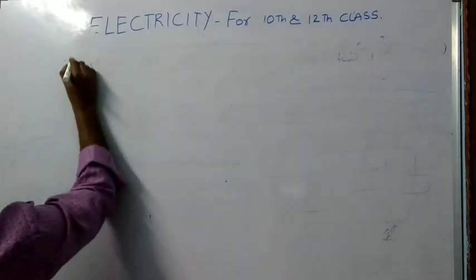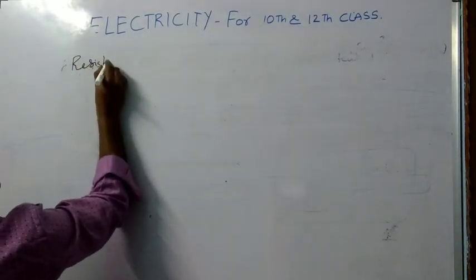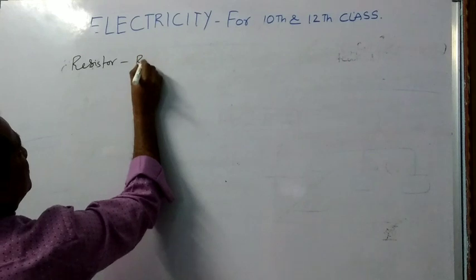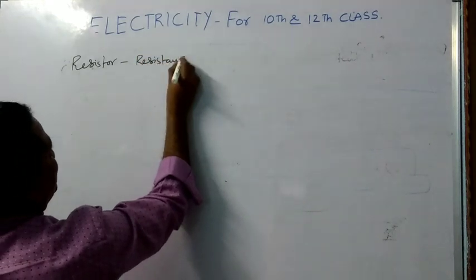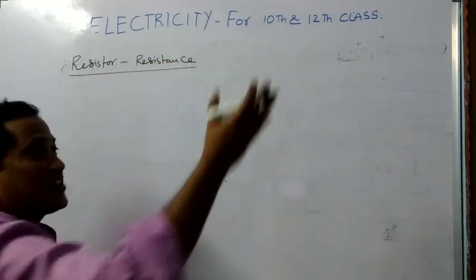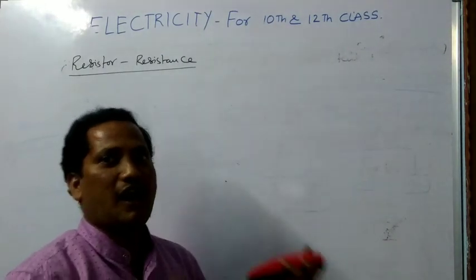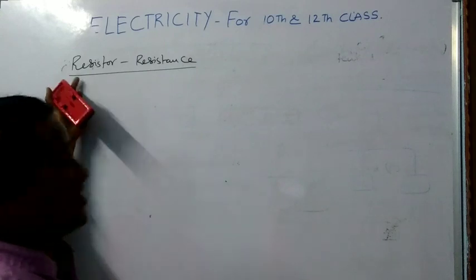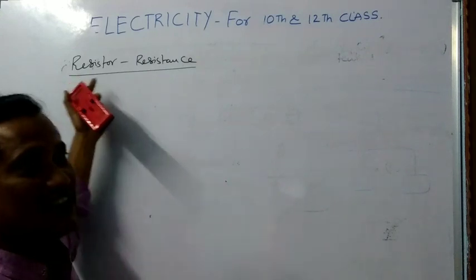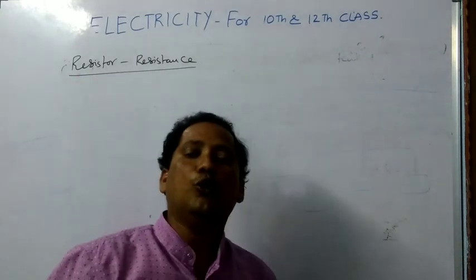See, resistor. Resistor having resistance, similar to this, capacitor having capacitance, inductor having inductance. So that means here resistor having resistance. What it will do? It resists the flow of current.